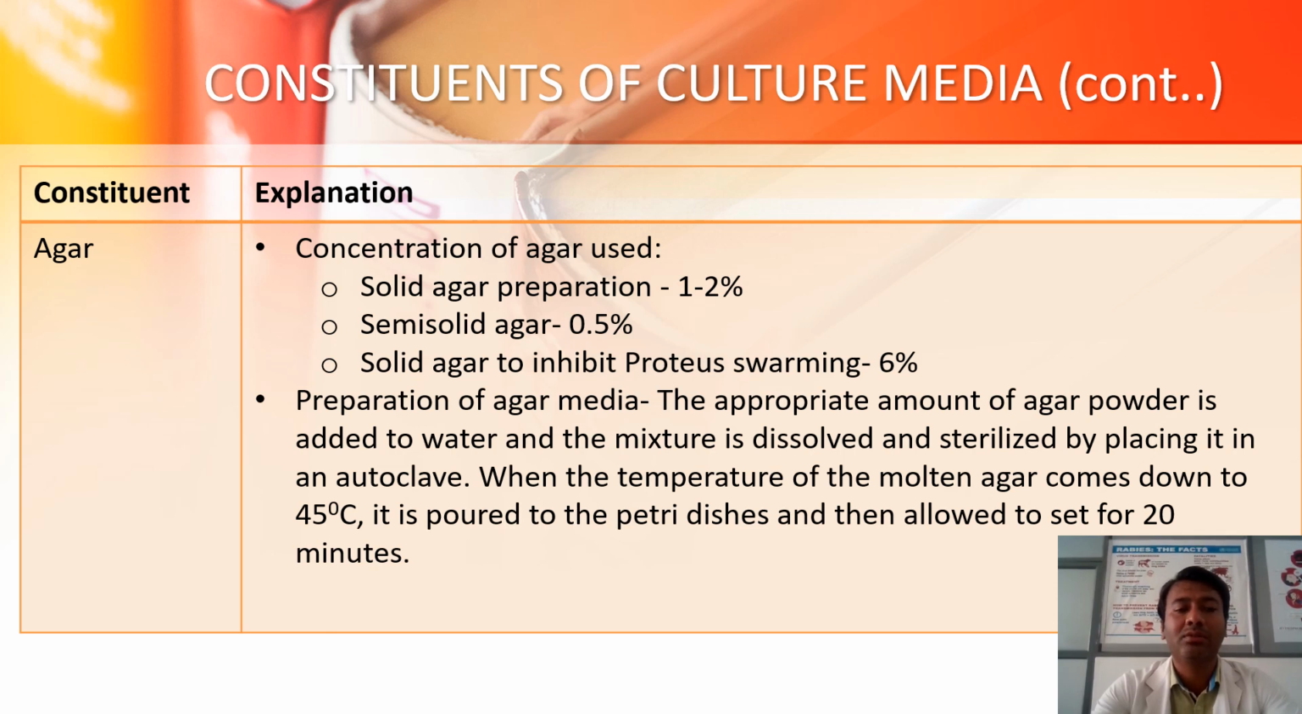Now, in order to inhibit this swarming growth or spread of the colonies over the plate, we have to increase the concentration of agar to 6%. So basically, students, you have to remember that there are three different concentrations of agar that can be used for preparation of culture media. Usually, if we need to prepare a normal solid culture medium, we use 2% agar. In order to make semi-solid culture medium, we add 0.5% of agar, and in order to inhibit the swarming growth of Proteus species, we use 6% agar concentration.